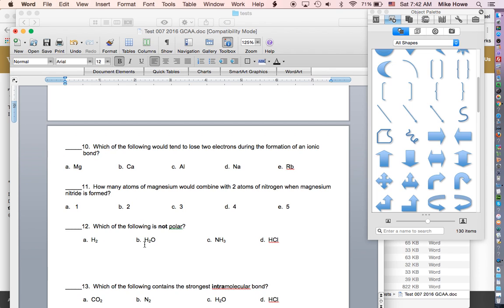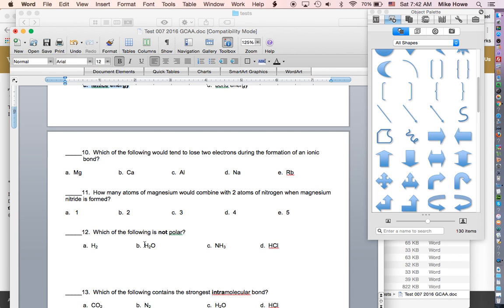Okay, which one would tend to lose 2 electrons during the formation of an ionic bond? Losing 2 electrons is based on valence electrons. Atoms with 4 or fewer valence electrons will tend to lose. Atoms with 5 or more will tend to gain.